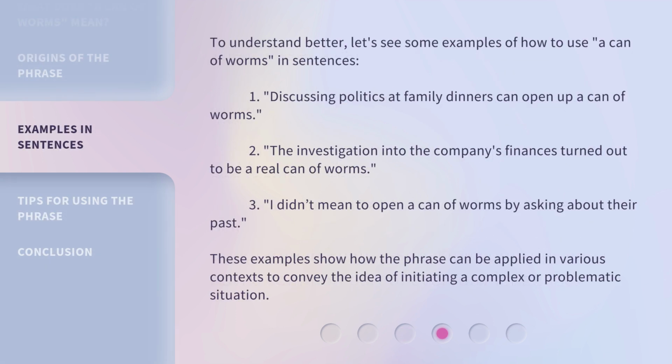To understand better, let's see some examples of how to use a can of worms in sentences. 1. Discussing politics at family dinners can open up a can of worms. 2. The investigation into the company's finances turned out to be a real can of worms. 3. I didn't mean to open a can of worms by asking about their past. These examples show how the phrase can be applied in various contexts to convey the idea of initiating a complex or problematic situation.